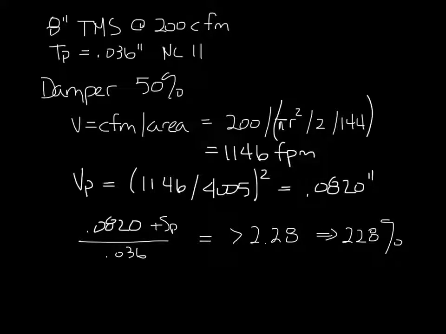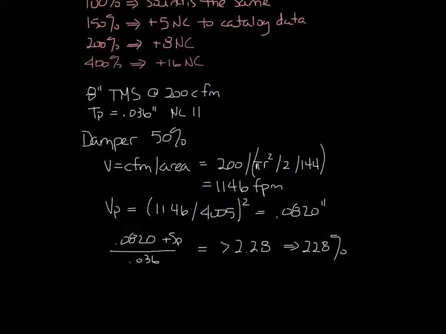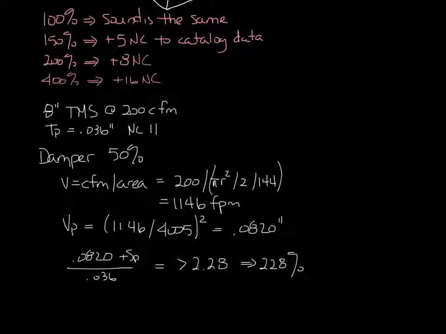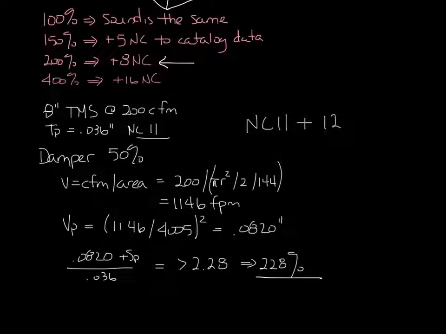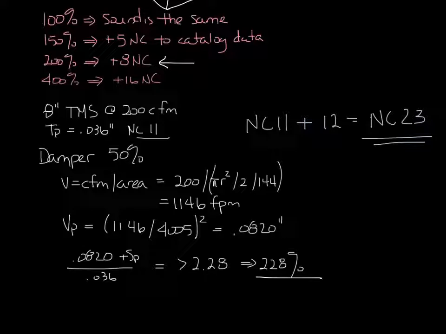So now let's go up to our chart here that we had before, and you can see 228% or something greater than that, maybe we'll call it 300 if you were to add in an actual static pressure, puts you somewhere between 8 and 16 NC. So now we had NC 11, and we're going to add to that about 12 NC, and that gives us NC 23. So what started out as an NC 11 diffuser is an NC 23 diffuser when you close the damper halfway. I know this example might be kind of extreme.